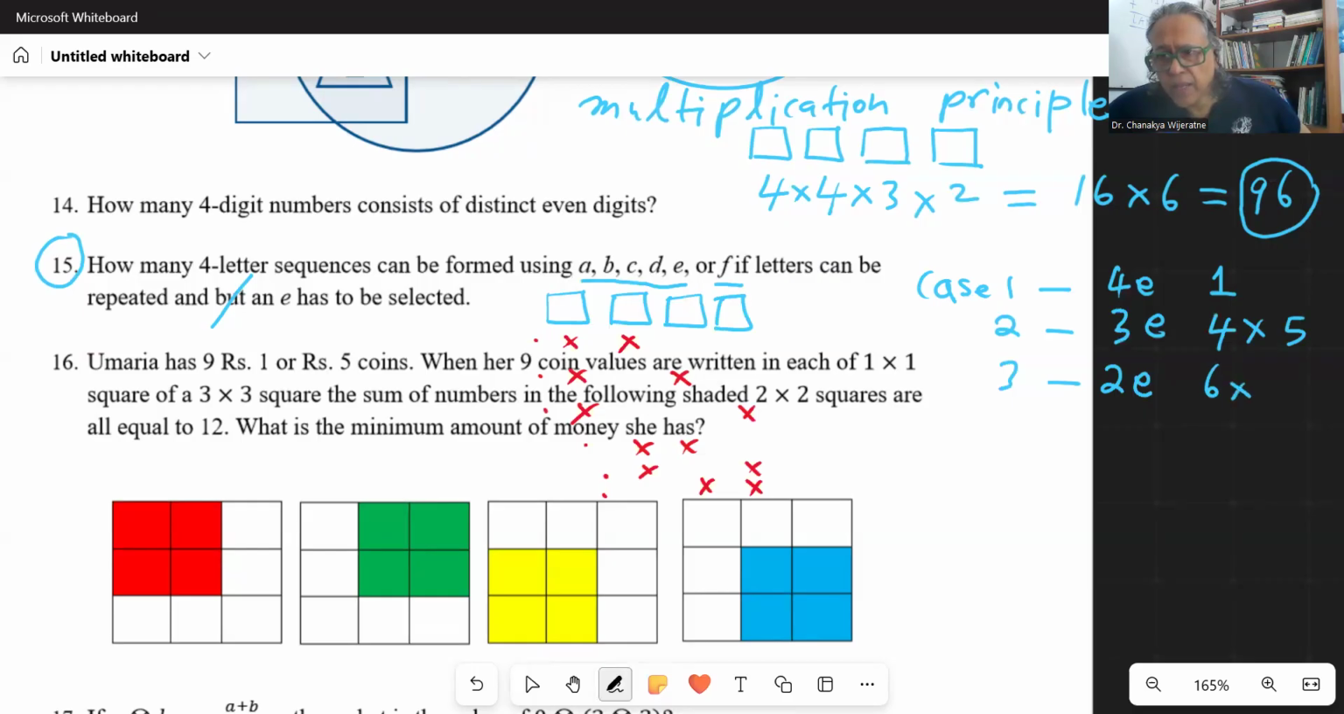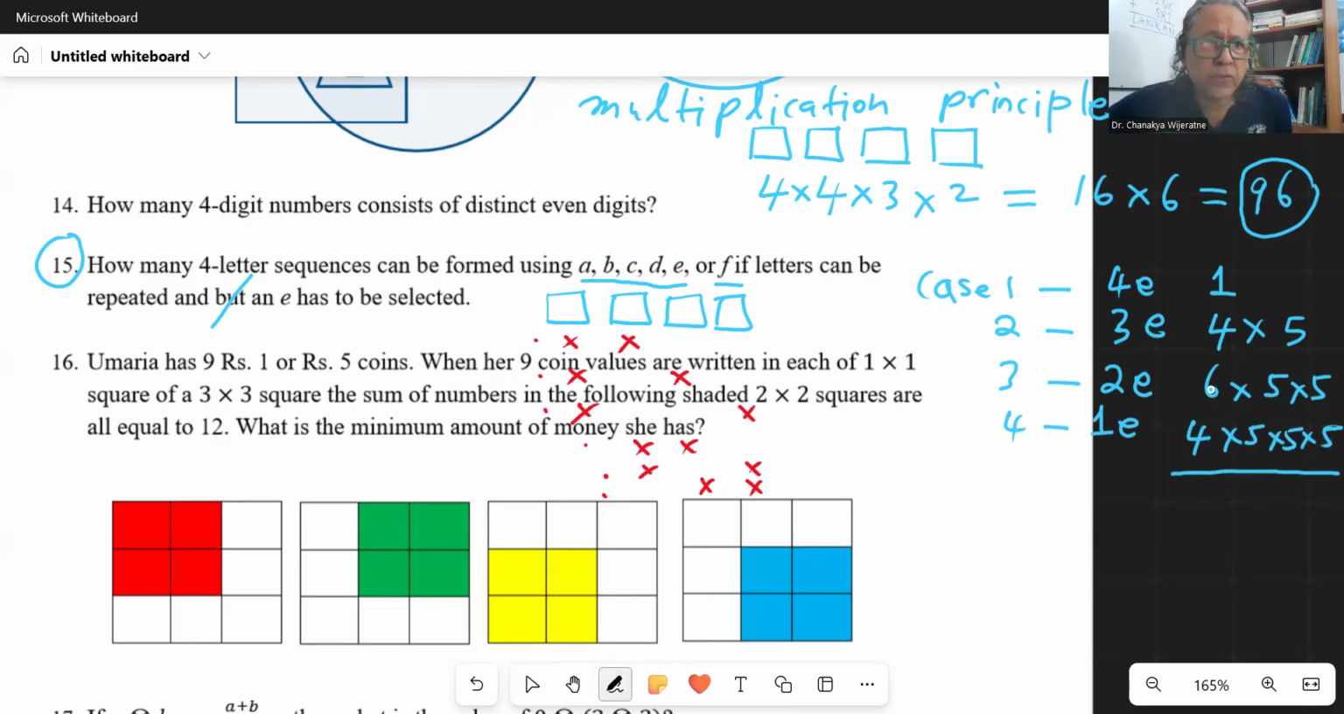6. And then the 2 boxes which do not contain an E can be filled in each one in 5 ways. So it is 6 times 5 times 5 by the multiplication principle, right? And then case 4, 1E. Now, this box can be selected in 4 ways, right? The box which contains E, other boxes in 5 times 5 times 5 ways. And altogether, we get the total number of ways we can select 4-letter sequences that satisfy the given requirement.